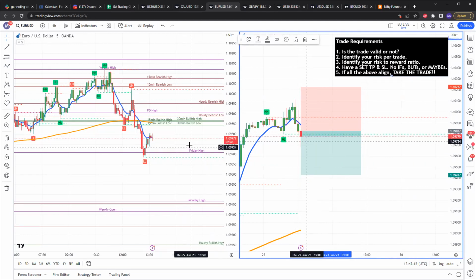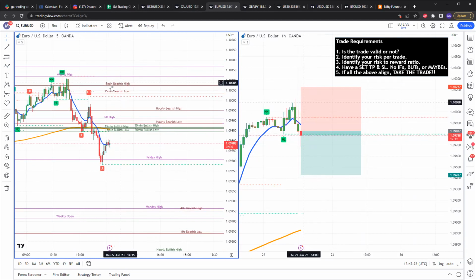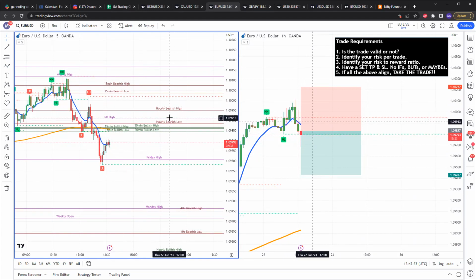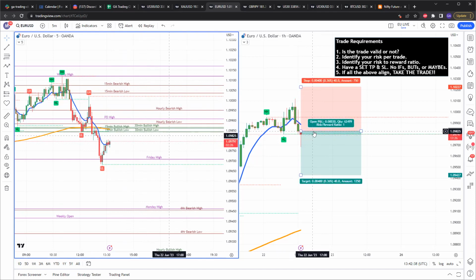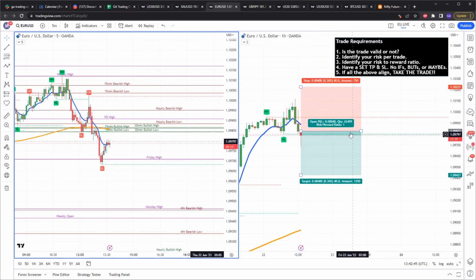Also, look at what else do we have on EU. We have an hourly bearish high, hourly bearish low. To me, when I see this, the hourly bearish high and low overrides the 15-minute bearish high. I mean, that's fine having another bearish zone. But for me, this hourly bearish high and low overrides the 30-minute bullish high, overrides the 15-minute bullish high and low. So at that point, let's see, the hourly bearish high and low was around 1.099, which was somewhere around here.